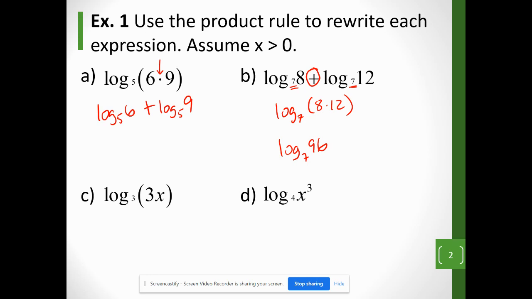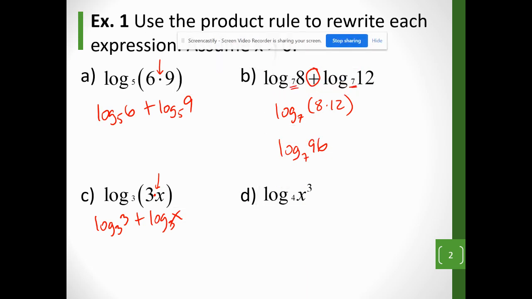Now, looking at example C, 3x, isn't that 3 times x? So I'm given this as a times, so I'm going to expand it. I'm going to call this log base 3 of 3 plus log base 3 of x.